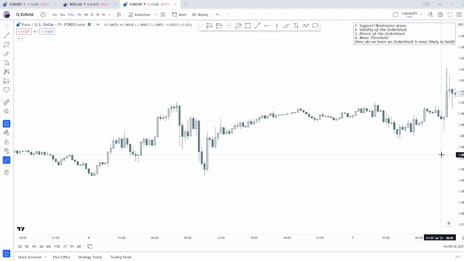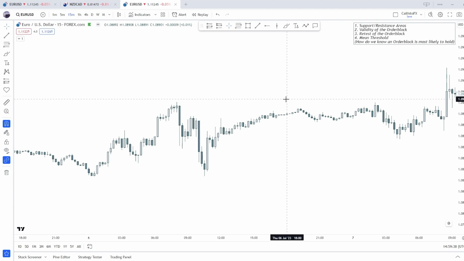Okay, now let's talk about how we can use order blocks to trade. So number one, it has to be at a support or resistance area. Number two, the order block has to be valid. Number three, we have to wait for price to retest the area of the order block. And number four will be main threshold, which I will touch on later.